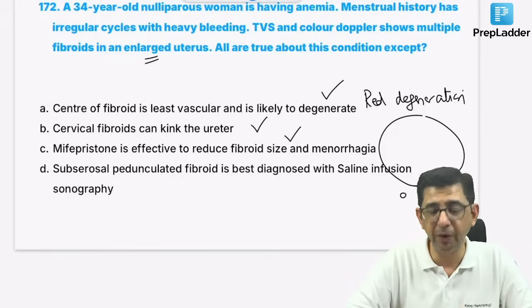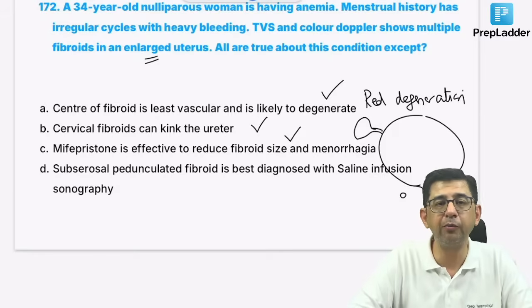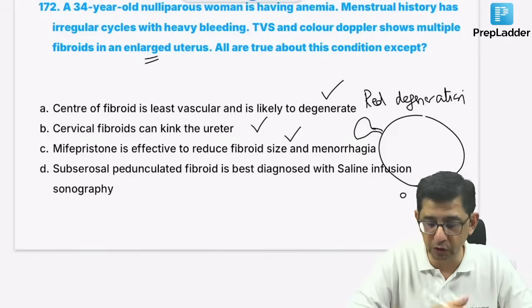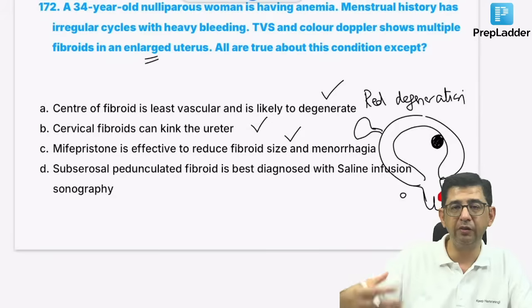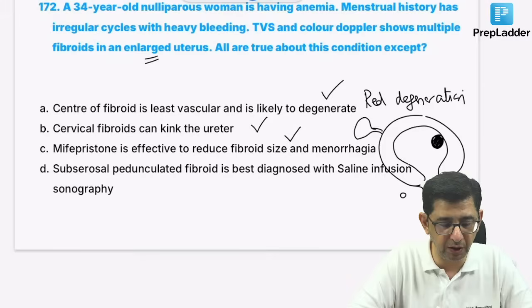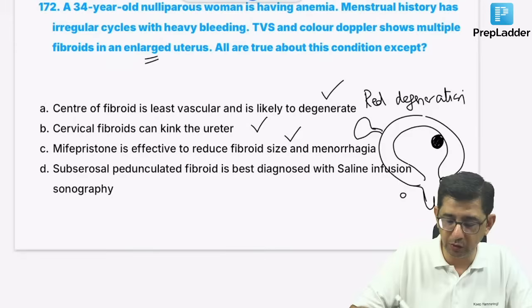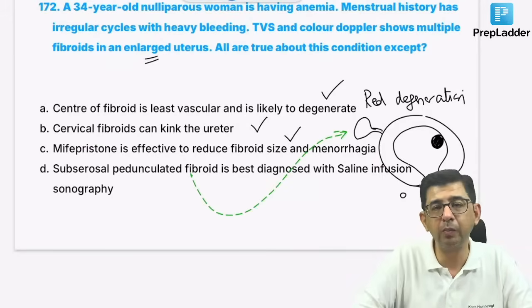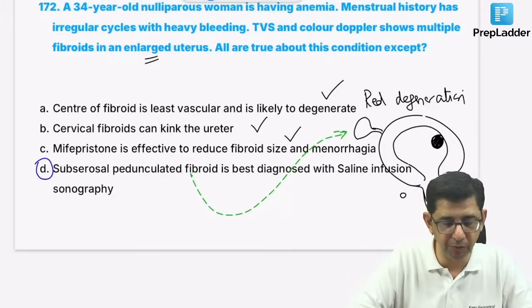But a subserosal pedunculated fibroid, you mean a fibroid that is present on the outside of the uterus, right? That cannot be diagnosed with a saline infusion sonography. Saline infusion sonography can identify a fibroid which is present on the inside, on the endometrial side. So it can help in submucosal fibroid detection, but not for a subserosal one. The subserosal one is present on the outside, so that can be picked up by routine ultrasound and not by a saline infusion sonography. So the correct answer for this question is option D.